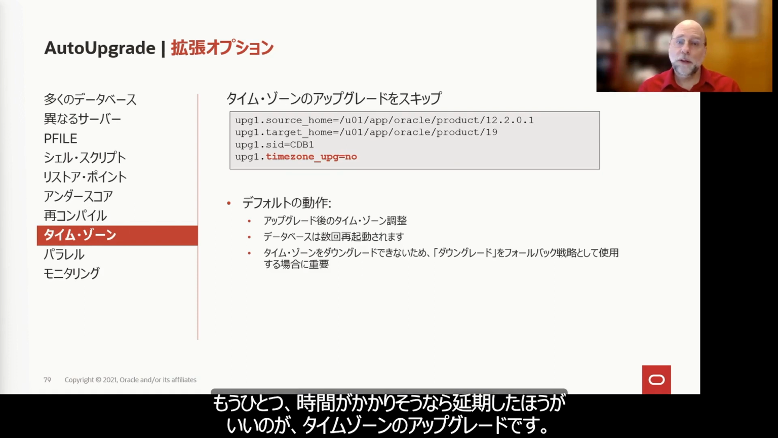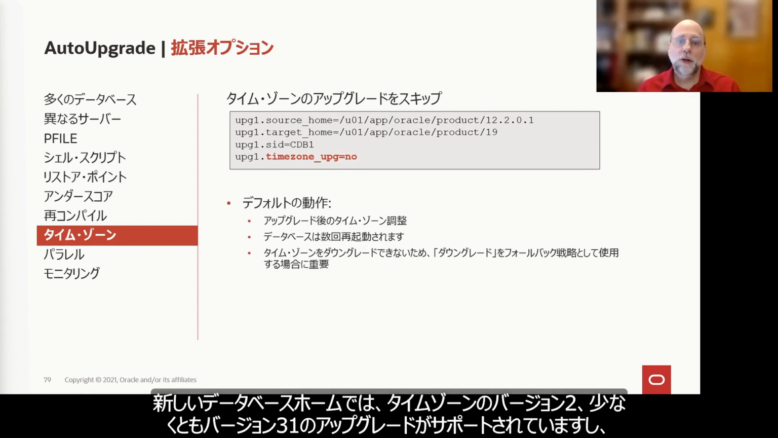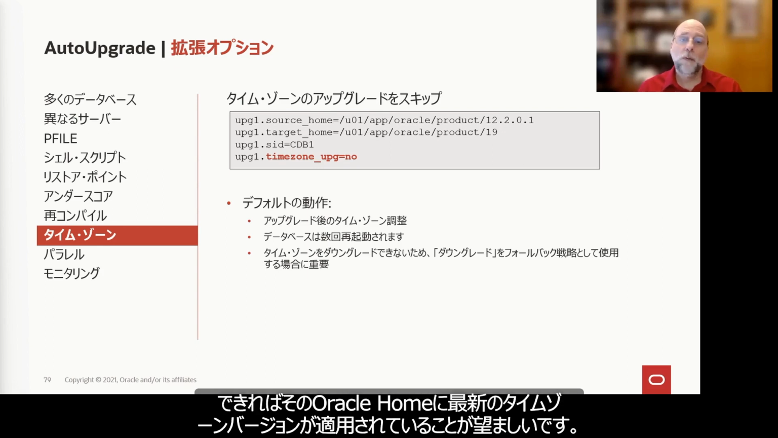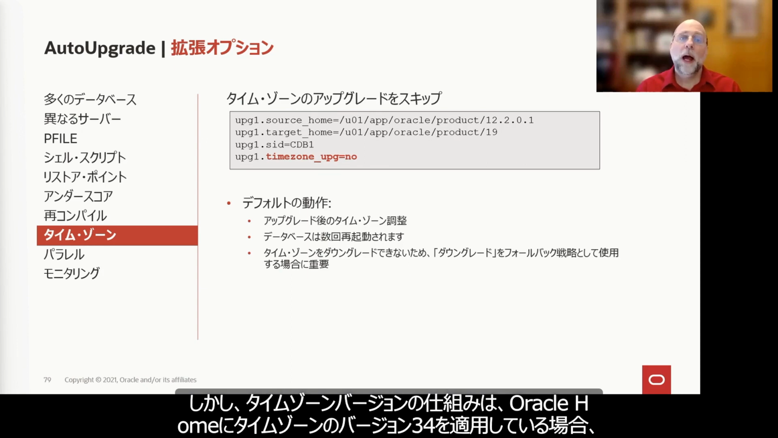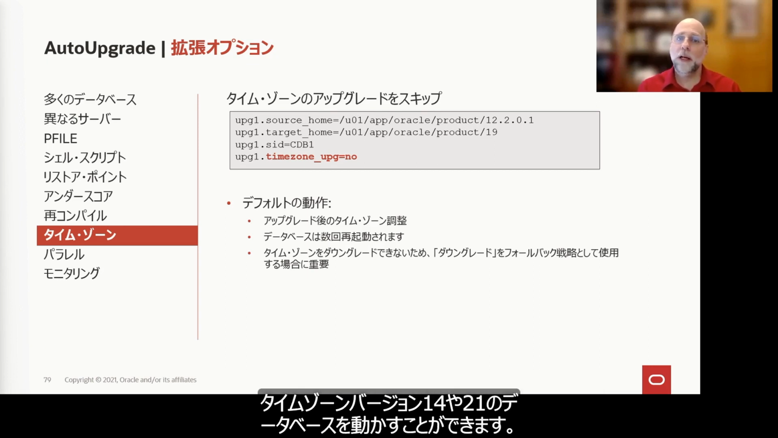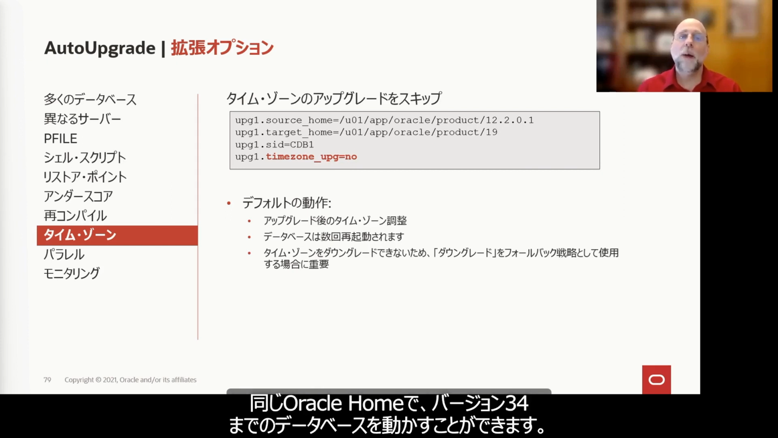Another thing that you might want to defer if it's going to be time consuming is the time zone upgrade. Your new database home will support upgrade of your time zone version to at least version 31, or hopefully you've got the newest time zone version applied to that Oracle home. However, the way that time zone versions work is that if you have time zone version, say 34, applied to your Oracle home, you can still run a database that's on time zone version 14 or 21, what have you. Anything up to version 34 out of that same Oracle home.